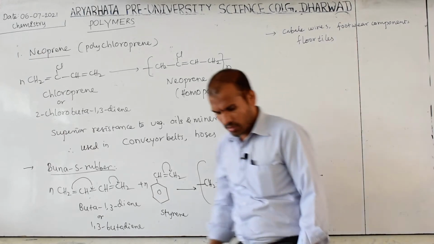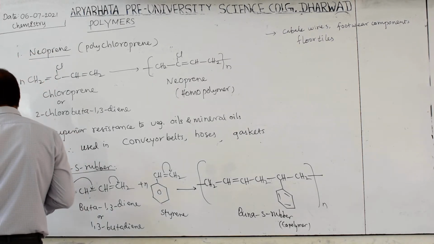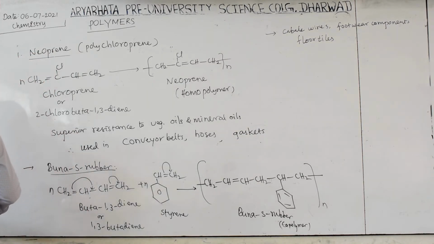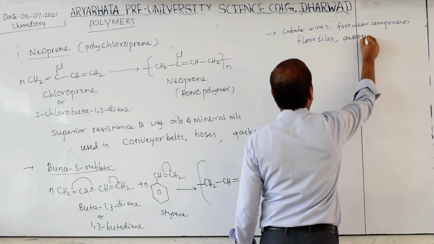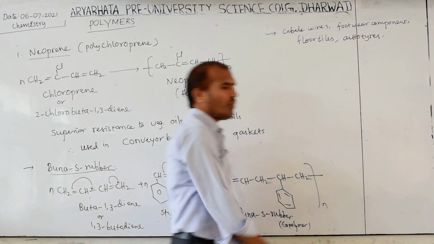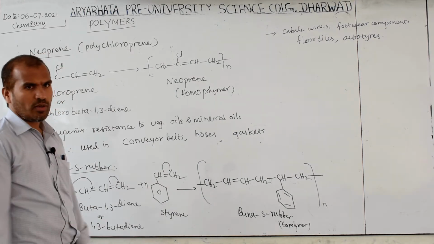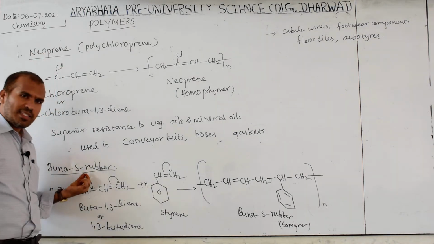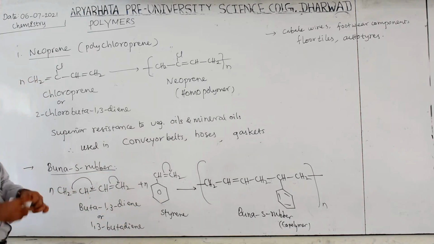These are the uses of which one? Buna S rubber. Once I will check that. Auto tires, floor tiles, footwear components, cable insulating wires. So auto tires also you can write here. Don't forget any use. Each and every use is important. Okay. So which one is this? Synthetic rubber, copolymer and elastomer. This elastomer means elastic nature is there.